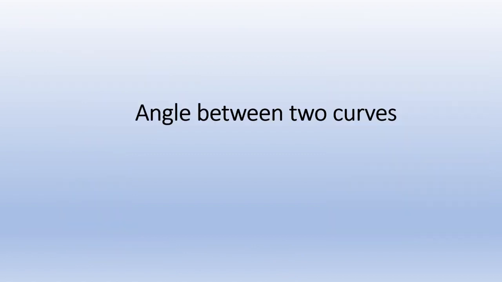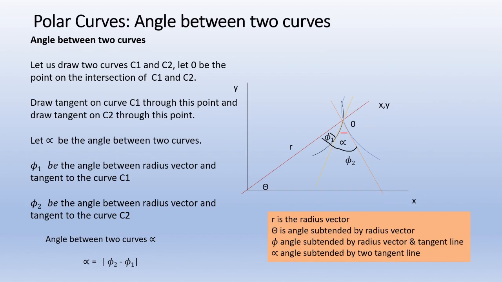Angle between two curves. Let us draw two curves C1 and C2. Let O be the point of intersection of C1 and C2. Draw a tangent to curve C1 through this point, and draw a tangent to C2 through this point. Let alpha be the angle between the two curves. Phi 1 is the angle between the radius vector and tangent to the curve C1. Phi 2 is the angle between the radius vector and tangent to the curve C2. The angle between two curves is given by the modulus of phi 2 minus phi 1.